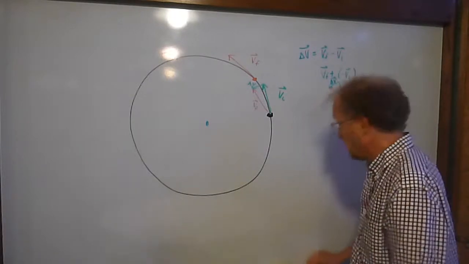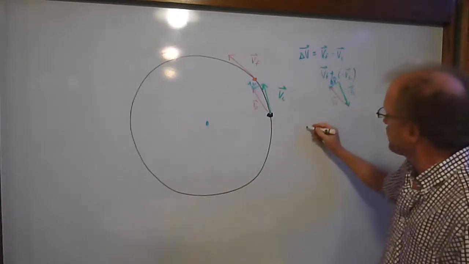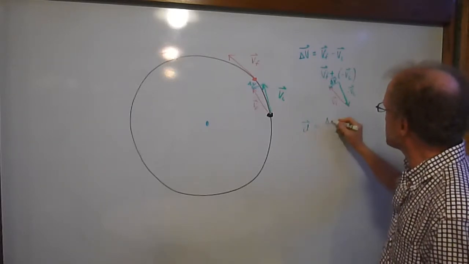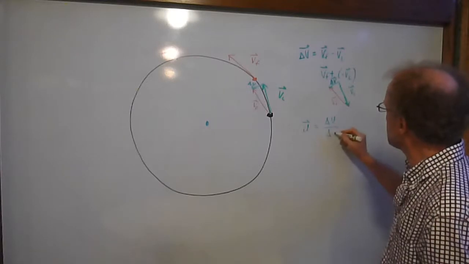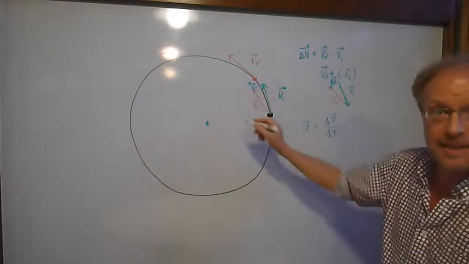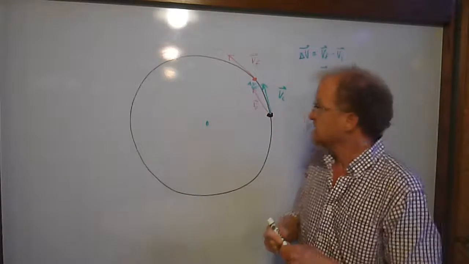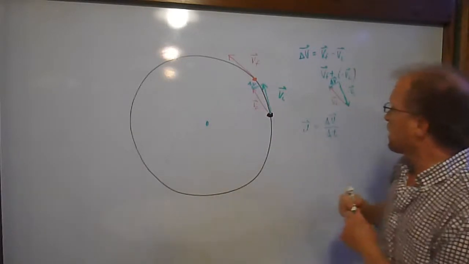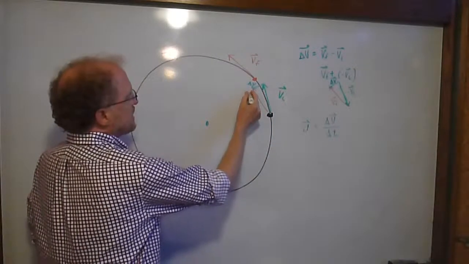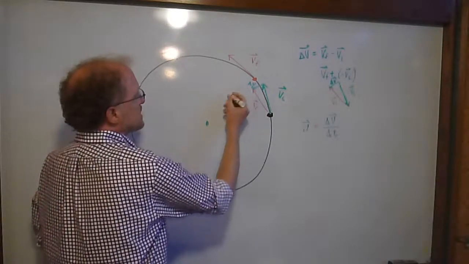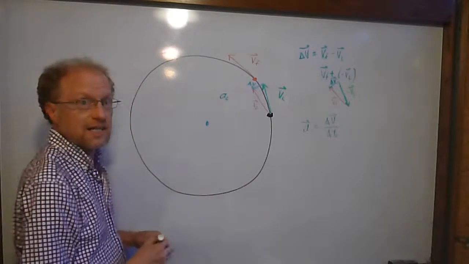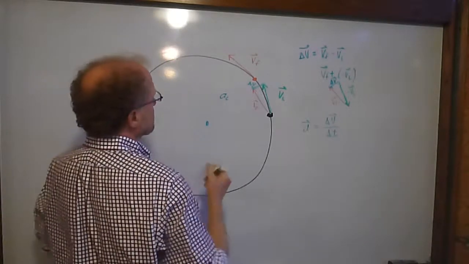And as we know from our previous studies, acceleration is delta V over delta T. And so the acceleration is going to be in the same direction as this delta V. And so we call this center-seeking acceleration centripetal acceleration. We have a subscript c for centripetal acceleration.